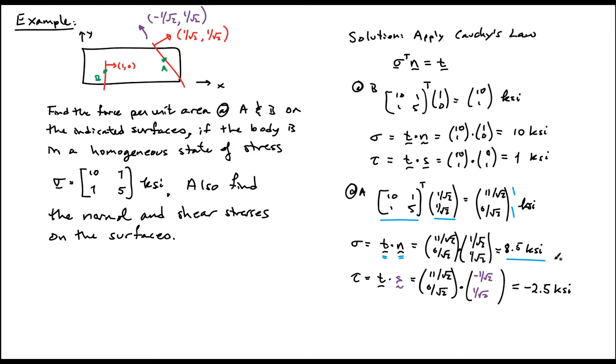If we want to find the shear stress on this surface, here we'll take the traction vector and take its dot product with the tangent vector, which in this case is minus 1 over root 2, 1 over root 2. And if we go ahead and compute that dot product, we find that we have minus 2.5 ksi. So there's a shear stress on the surface, and it's pointing in the opposite direction of the vector S.